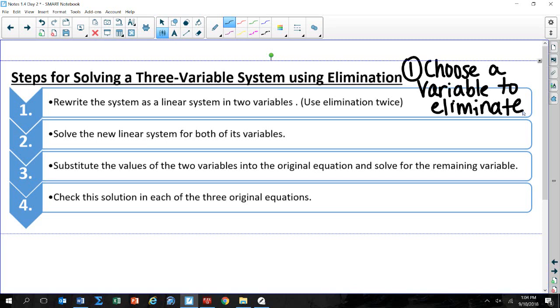Okay. Once you make that choice, you're going to rewrite the system as a linear system in 2 variables. And to do that, we're going to have to use elimination twice in order to set up that third elimination process. We're going to have to solve the new linear system for both of the variables, substitute the values of the variables into the original equation, and then check our solution. Okay, so you're going to see what this process looks like.